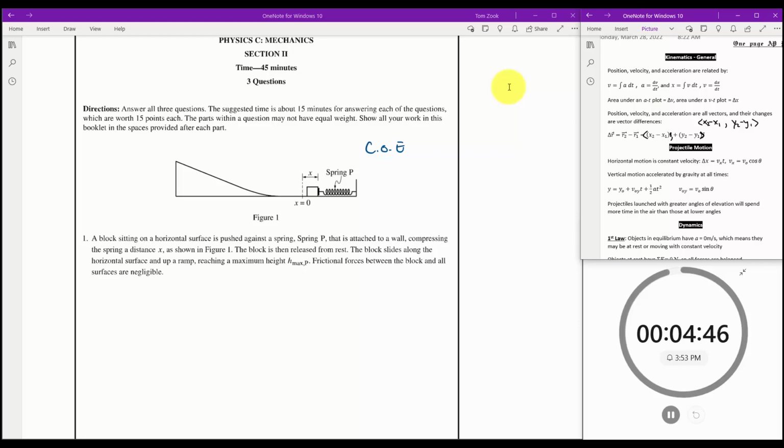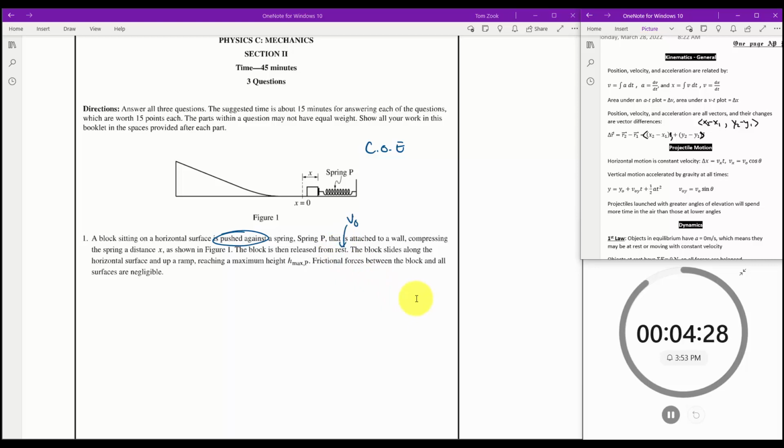It says a block sitting on a horizontal surface is pushed against a spring. The spring is attached to a wall, and the block is held against the spring. It's not attached to it, so that means it's free to move off. The block is then released from rest. Okay, so zero velocity, I got that.